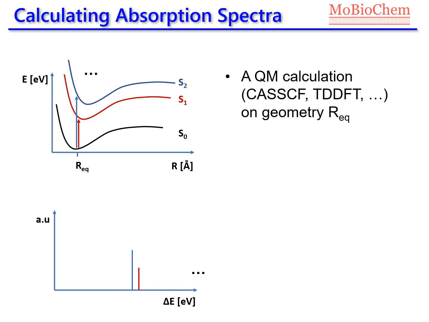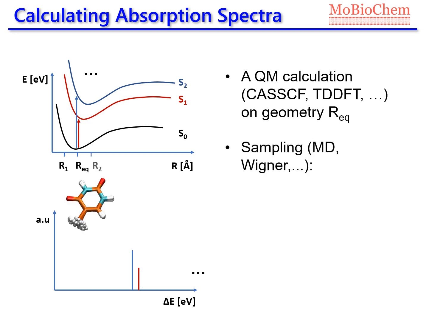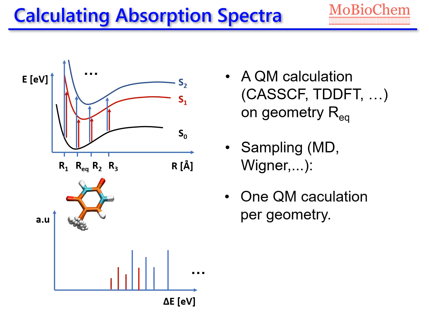We could do that, for example, by performing some kind of sampling, such as molecular dynamics, or Wigner, or Monte Carlo, whatever. And then we would perform again a quantum mechanical calculation, this time on top of each one of the sampled geometries. In this way, we would obtain a better approximation of the simulated absorption spectrum.